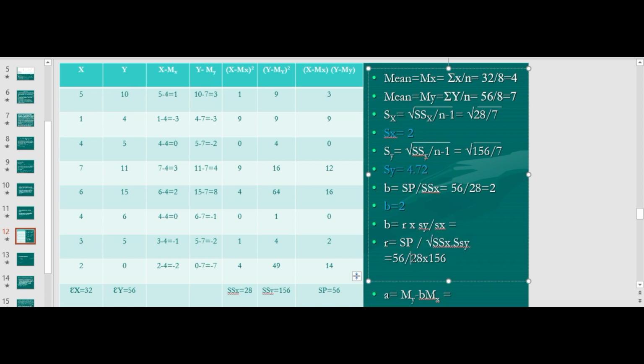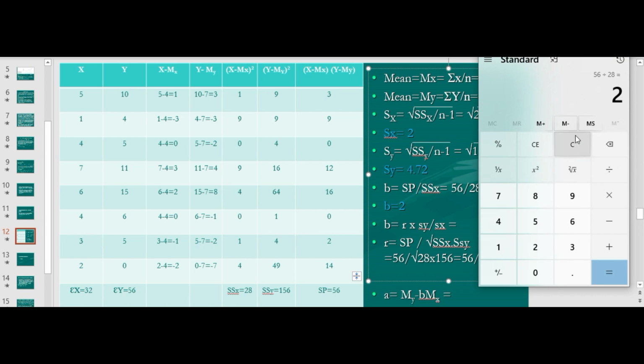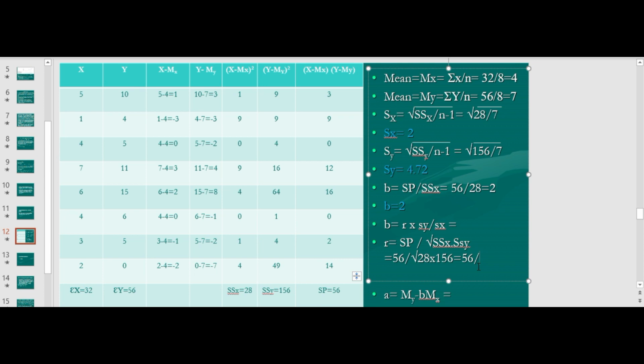And r is equal to 56 divided by the square root of 28 into 156, and taking the square root of this value equal to 66.09.